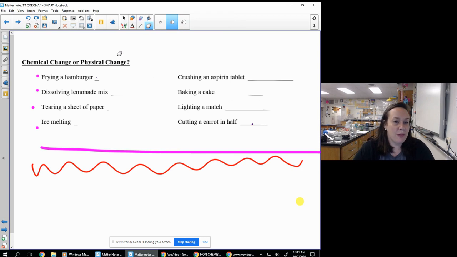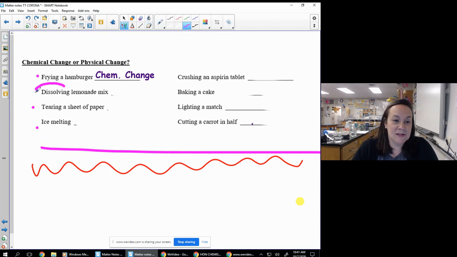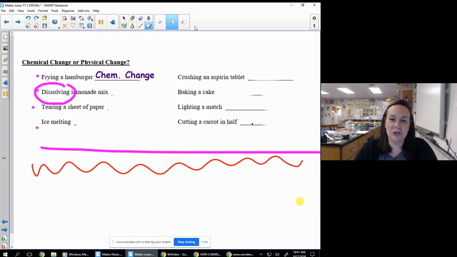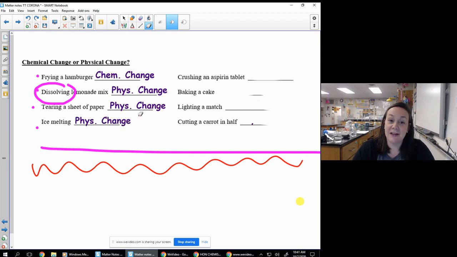All right, hopefully you went through. Frying a hamburger, you have a color change, you have a new odor produced, and some gas produced, things like that. So that is a chemical change. Dissolving lemonade mix. If it says dissolving, I know it seems like the lemonade mix disappears, but you can undo it and it is still lemonade mix. That is a physical change. Tearing a sheet of paper is a physical change. Ice melting is a state change. That is a physical change.